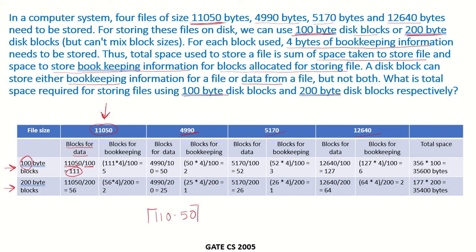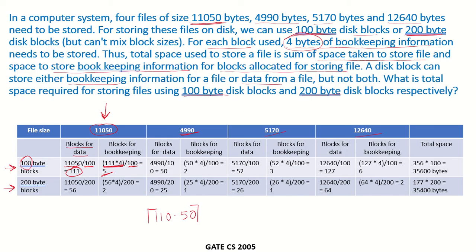Now for these 111 blocks that are being used to store the data, 4 bytes of bookkeeping information needs to be stored for each block. So 111 into 4 bytes, that much information requires to be stored, divided by the block size. That shows us that we require 5 blocks to store this bookkeeping information.